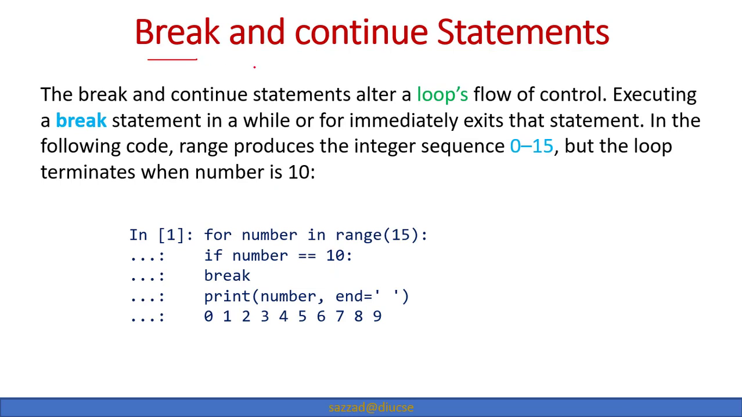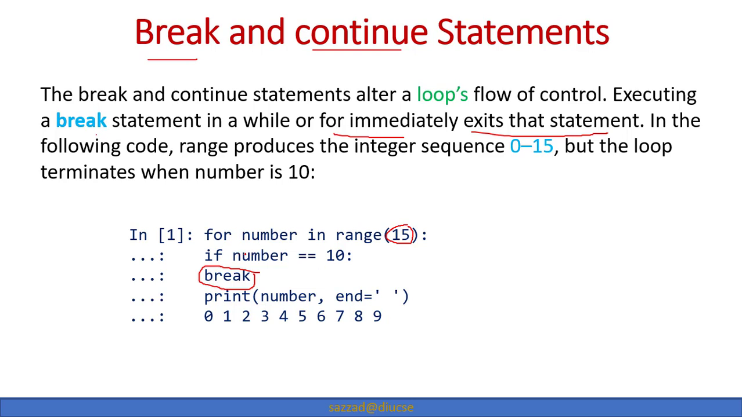Okay, so now we are at other keywords of Python. These are the break and continue statements. The break and continue statements alter a loop's flow of control. Executing a break statement in a while or for loop immediately exits the statement. We all know how it works. In the following code, range produces the integer sequence 0 to 15. It is not 0 to 15 actually, it is 0 to 14, but the loop terminates when the number becomes 10, because we have used break.